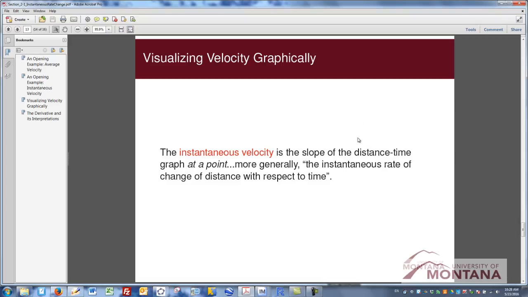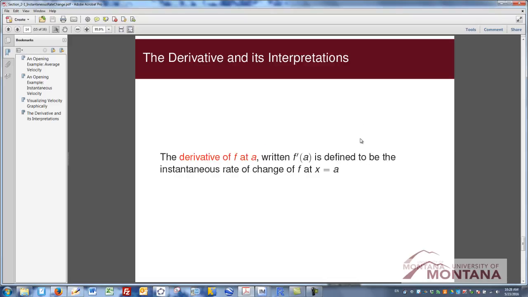the x value. So talking a little bit more about what we've just done and bringing our first presentation to a close here, what we've been doing is leading up to this idea of the derivative. And so let's define it right now. The derivative of f at a, written f prime of a, is defined to be the instantaneous rate of change of f at x equals a.